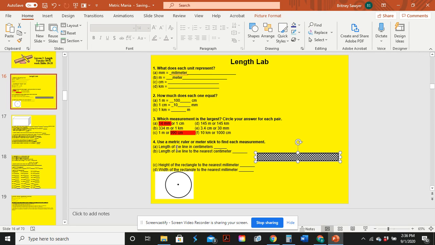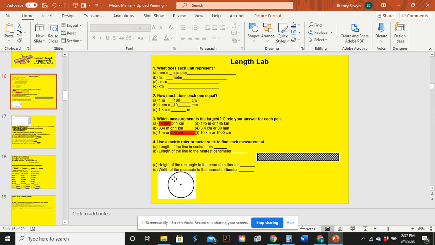Okay, so you're going to find out what the centimeters are and put it here, and then you're going to round it to the nearest whole centimeter. So if this is like 4.5 centimeters, then you would take and round it up to 5 centimeters. Okay, same for this right here, the height of the rectangle to the nearest millimeter.